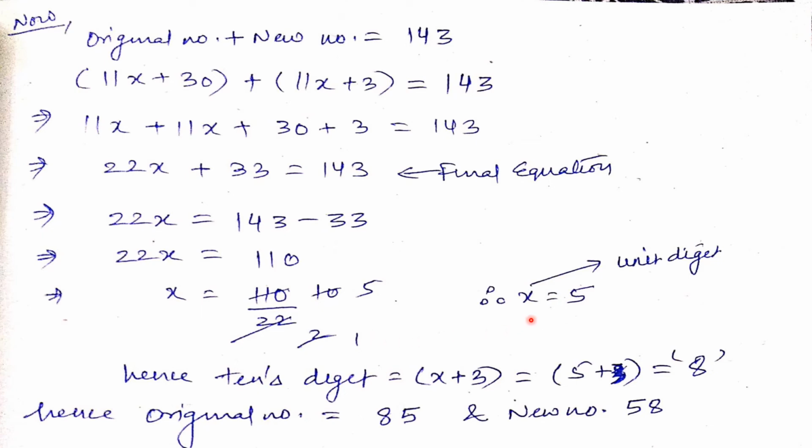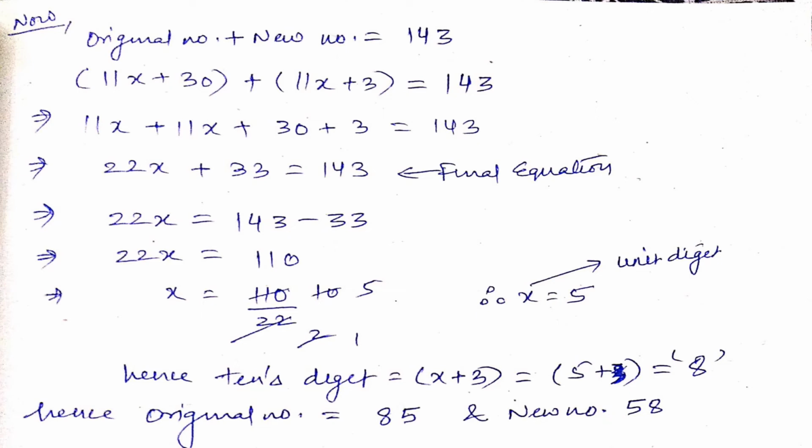That is x, which was our unit digit assumption, is equal to how much? 5. So we have obtained the unit digit. What is the tens digit? It is x plus 3, that is 5 plus 3, which is equal to 8. So the original number is 85 and the new number is 58. I hope you got the question. Please see it one more time to understand carefully.